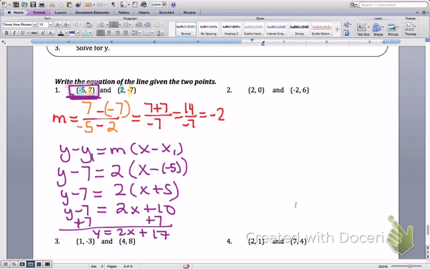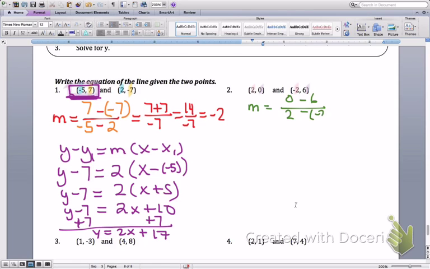So this is one of the examples where we get nice whole numbers. We're not always going to have this as being the case. So let's go ahead and try number 2. So let's start with the slope. M, subtract the y's on top, so 0 and 6. On the bottom, we're going to subtract the x's, which are 2 and -2.